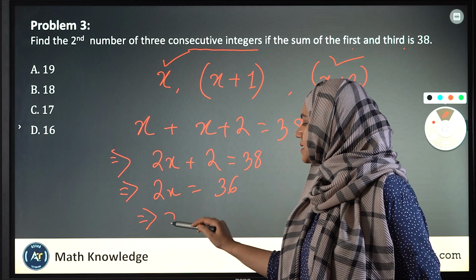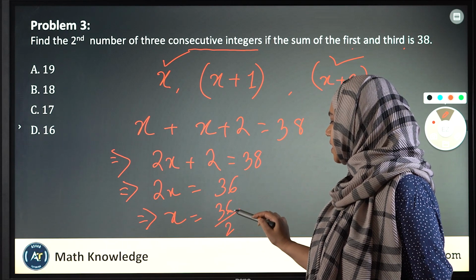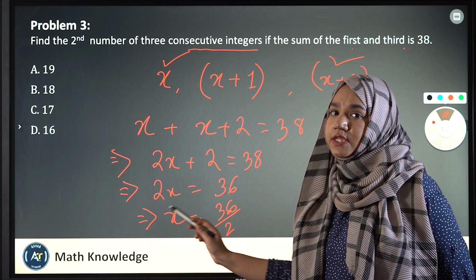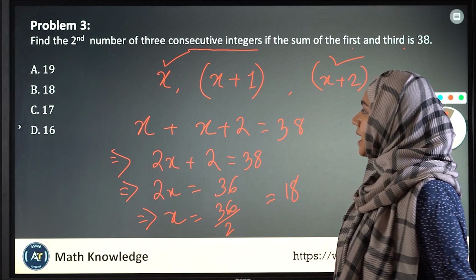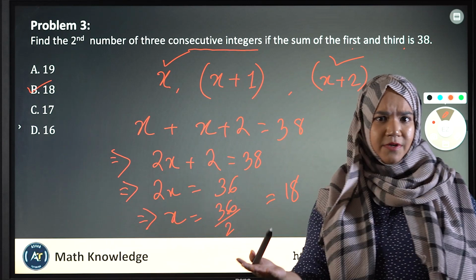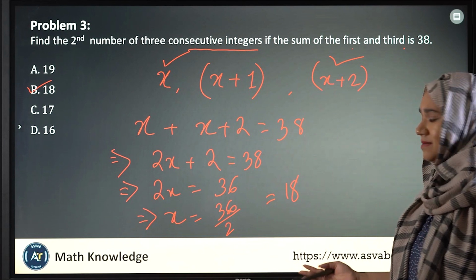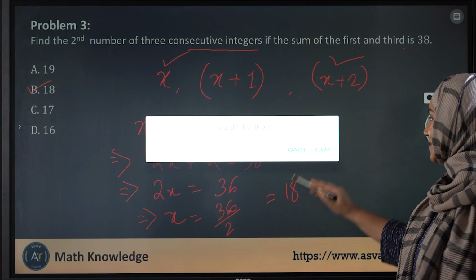So therefore, x is going to be what? 36 over 2, because putting 2 on the other side is going to turn the multiplication to division. So if I divide it, it's going to be 18. Once again, my correct answer is B. For some reason, the answers are turning out to be B. Is it a curse or what? I don't know. Moving on to the next question.